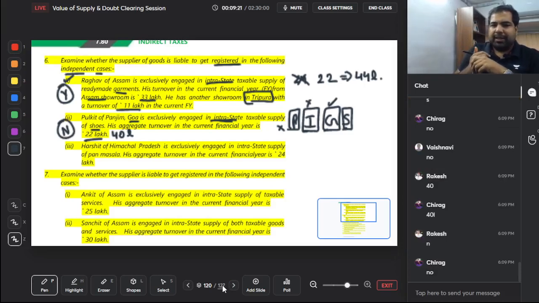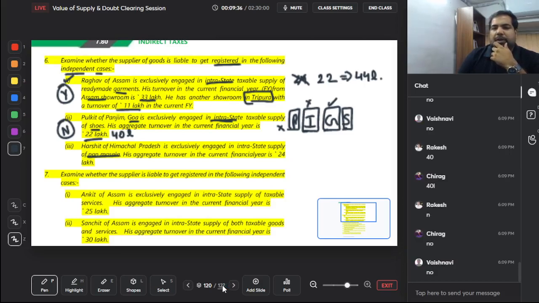Check the next one, guys, and give me the answer. Guys, he is dealing in pan masala, so 40 lakh will not apply to him. He is not in a special category state, so 10 lakh will not apply. So the limit is 20. He is at 24. Will he have to register? Yes.